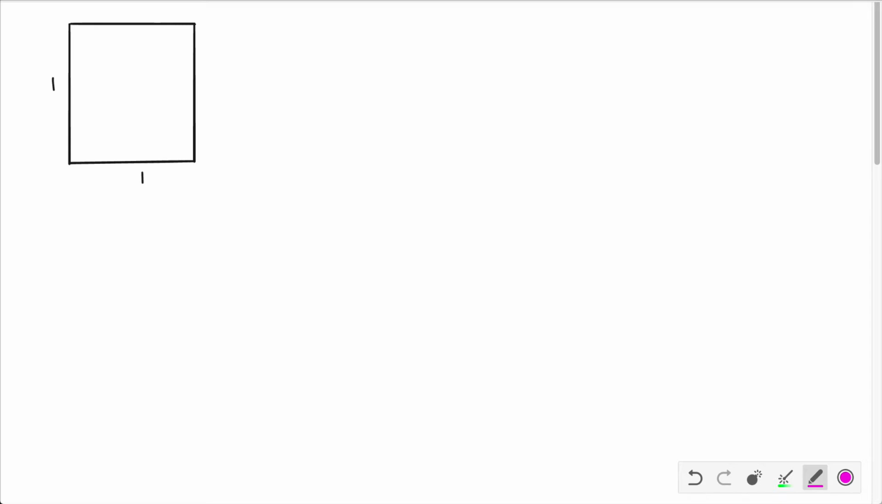Say 1 inch, 1 foot, 1 something. But let's just say that this was supposed to be 1 foot on each side. All right. So the fundamental unit is this square. This is how we compare things.